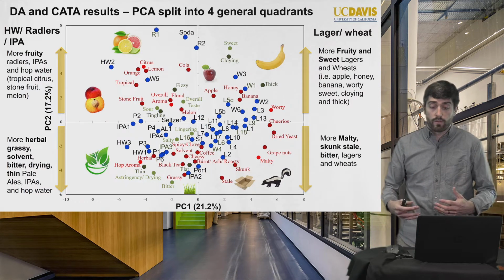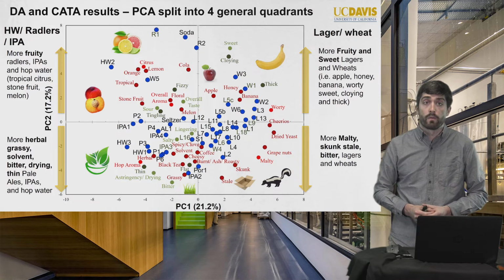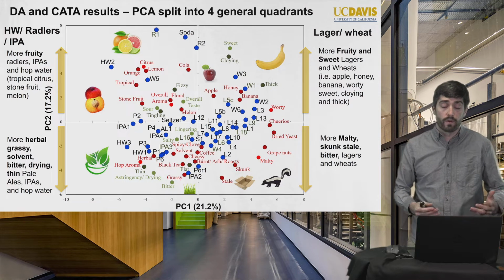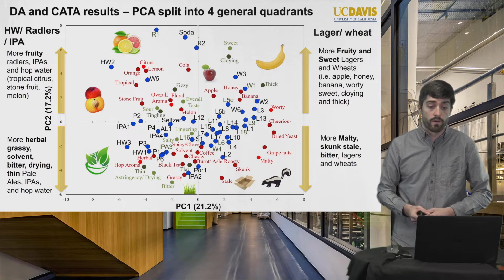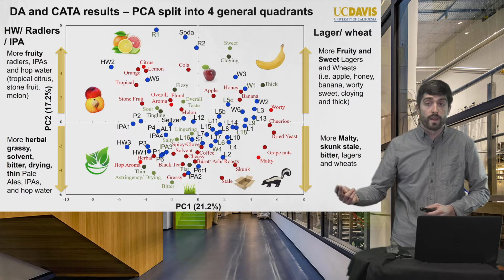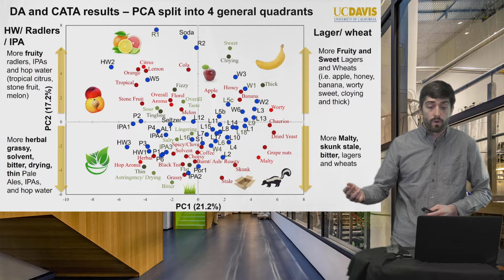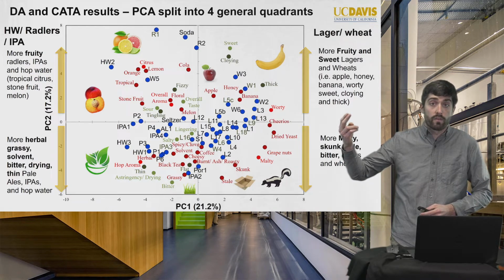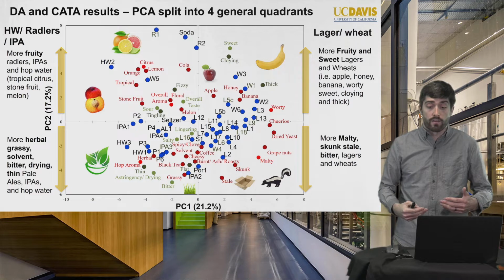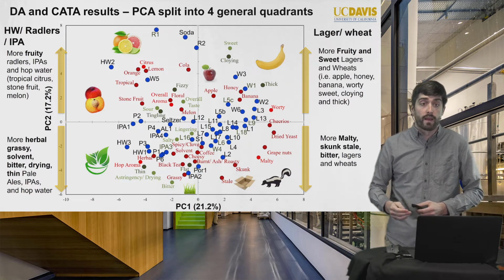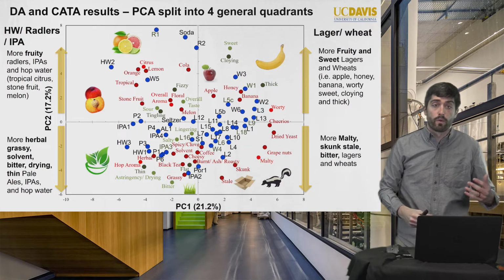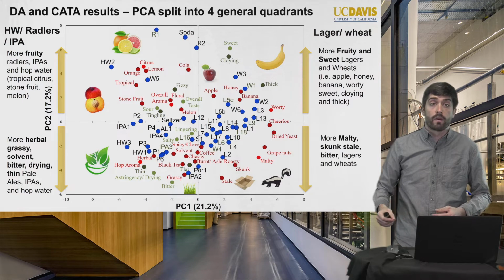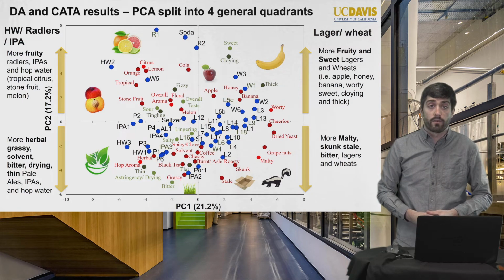Now, to view the results of the sensory analysis, what we did was perform principal component analysis. And what we see is that generally the principal component analysis could be split into 4 general quadrants. The lagers and wheats here on the bottom right were the most malty, stale, thin, and bitter, while the lagers towards the top right were more fruity in character and had aromas like apple and banana. While if we now go over and look at the bottom left, those are IPAs that are more herbal, grassy, bitter, and drying, where the IPAs towards the top left, or Radlers, were more tropical and citrusy in flavor.